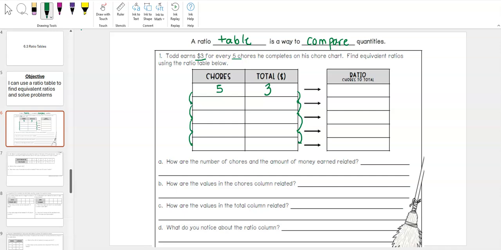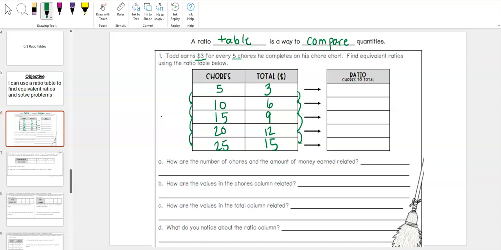So right now I have one group of 5 to 3. And now I'm going to have another group of 5 to 3, which would make it 10 to 6. And then I'll have another group of 5 to 3, right? So we're just kind of adding these groups together over and over again. So I'm skip counting by 5s here: 5, 10, 15, 20, 25. And then on the right, I'm skip counting by 3s: 3, 6, 9, 12, 15. Okay.